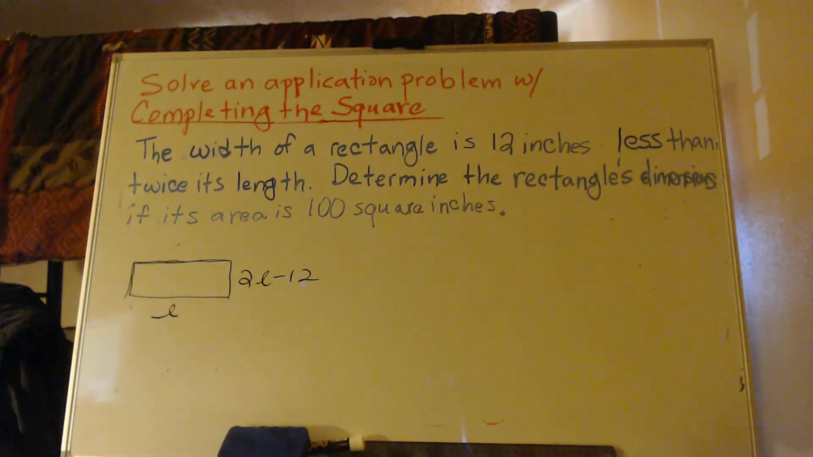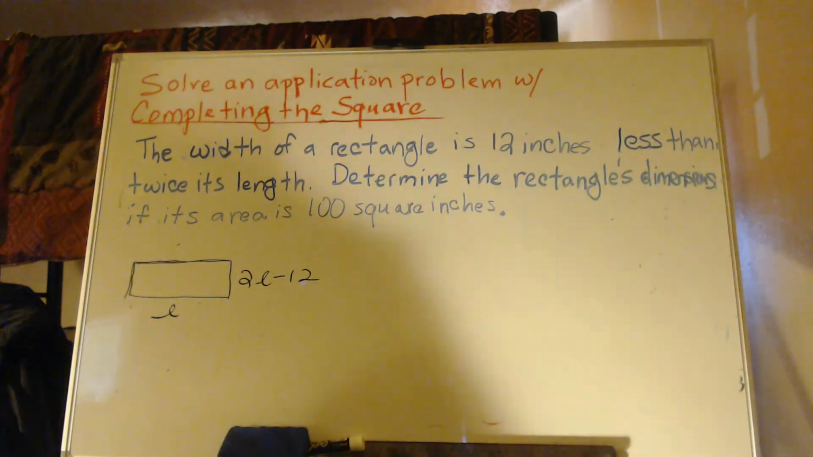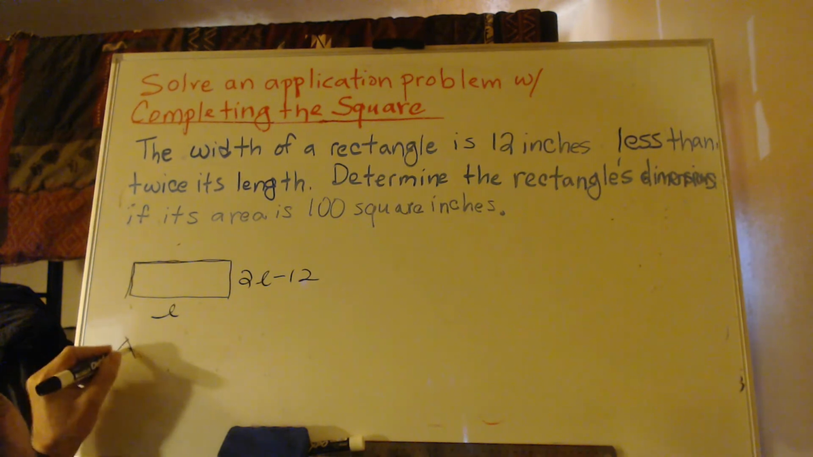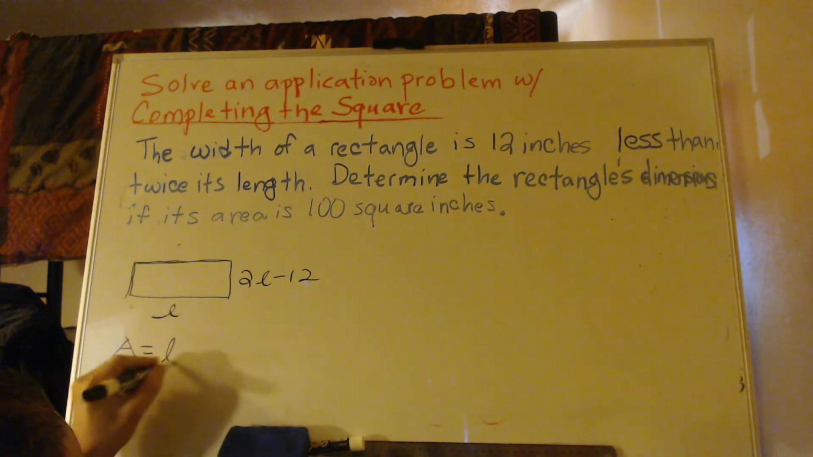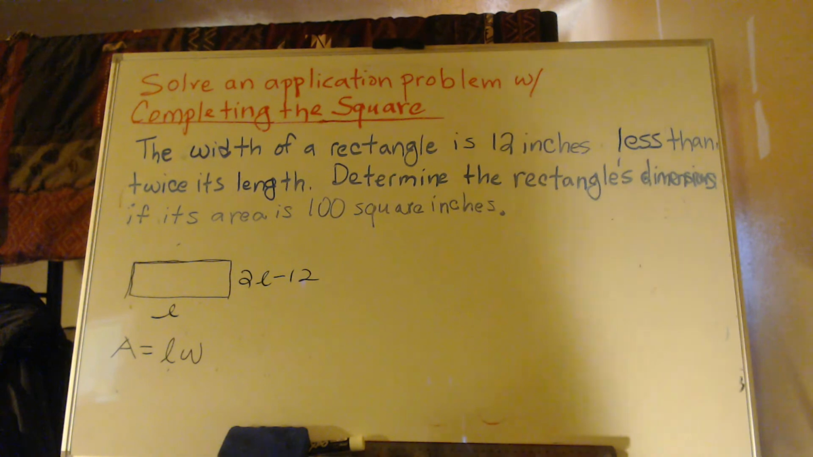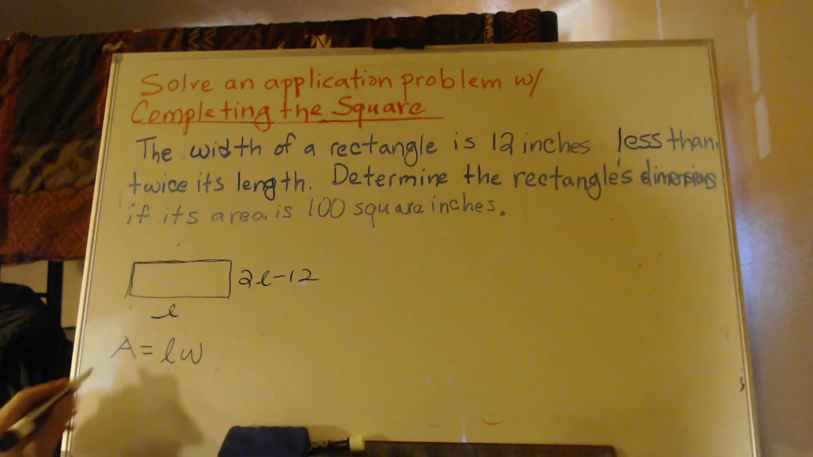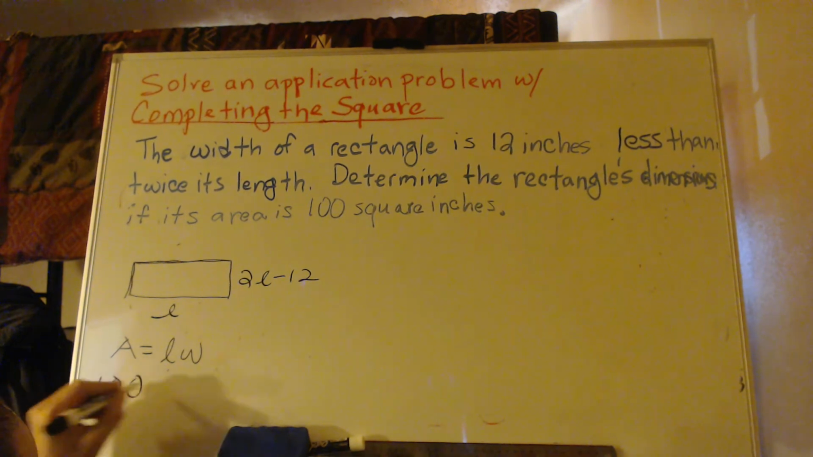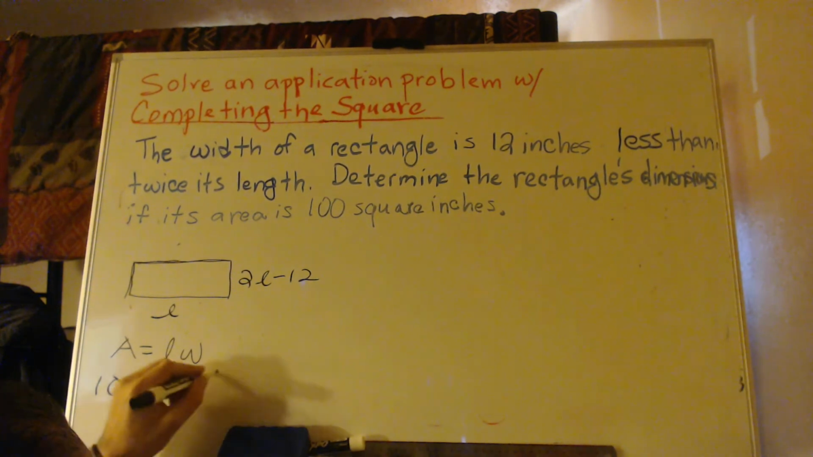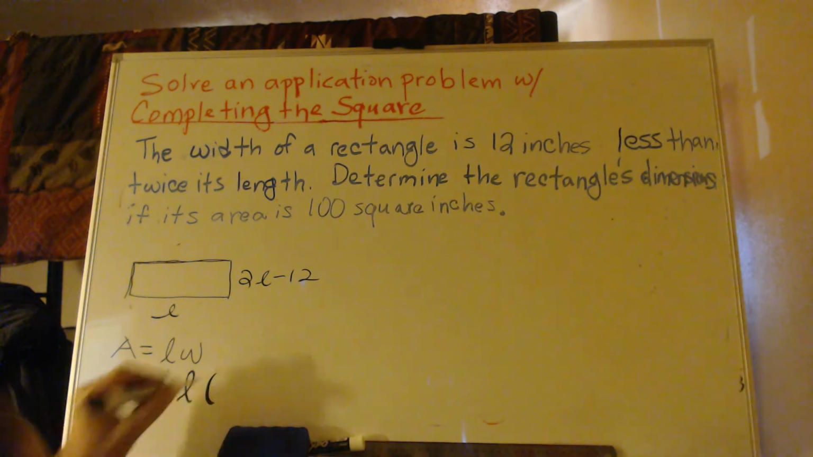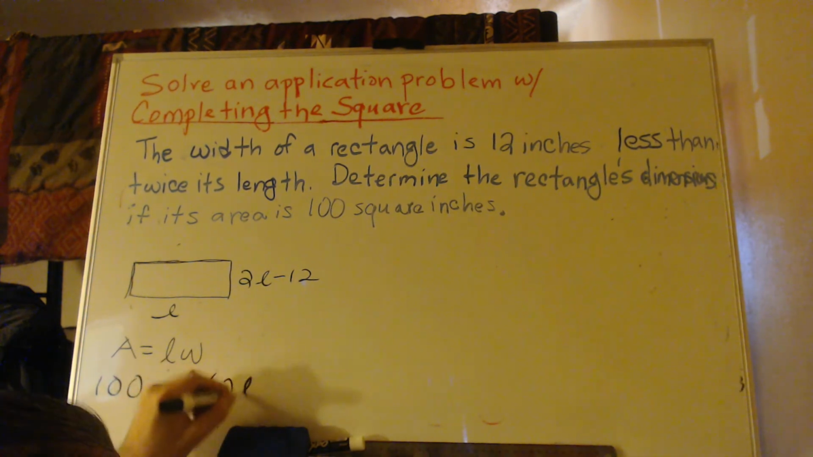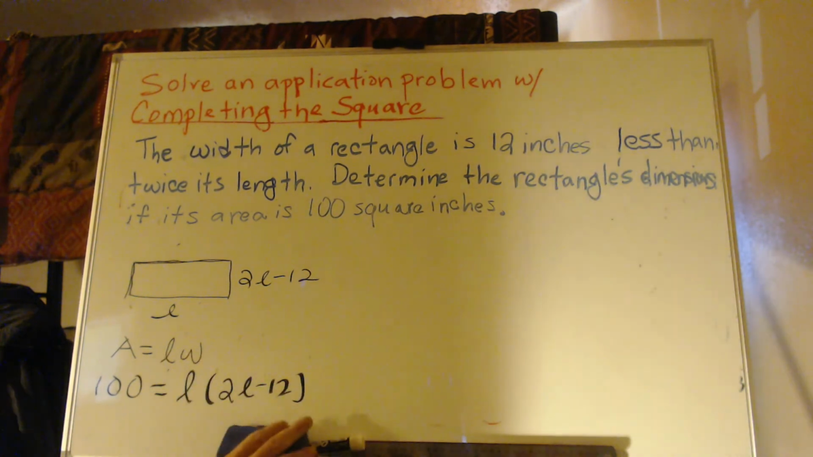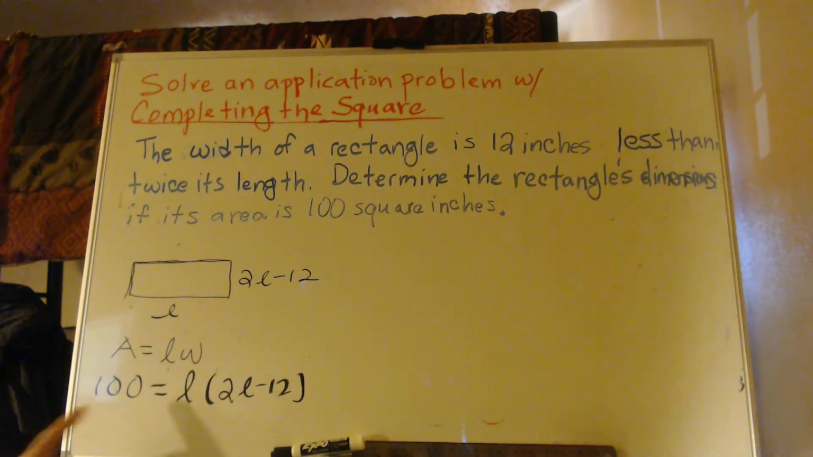Area is length times width. I'm going to fill in that we know the 100 square inches. And for W, we have filled in the 2L minus 12. To recognize this as a quadratic equation, we're going to have to distribute.